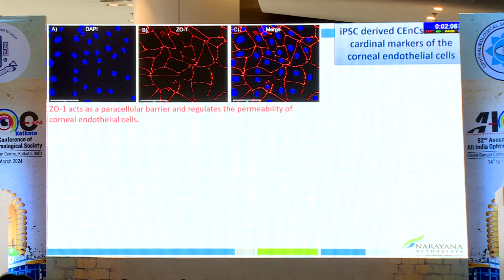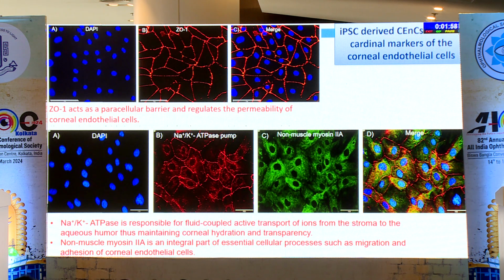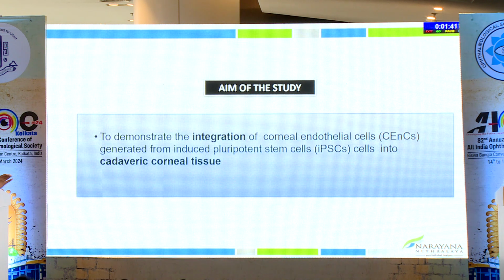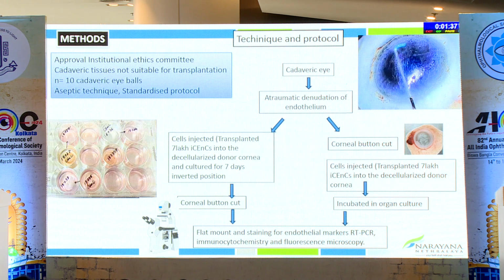We then moved to see the markers. Zonula occludens is a very important marker for endothelium, which is a paracellular barrier and regulates the permeability of the endothelial cells. We all know about the sodium-potassium ATPase pump, which is responsible for dehydrating the cornea, and the non-muscle myosin, which is an essential process for migration of the cells. So all of these markers were found to be positive in the cells which we generated. So this was done, and then we moved on to the next step of our plan, which was the integration.